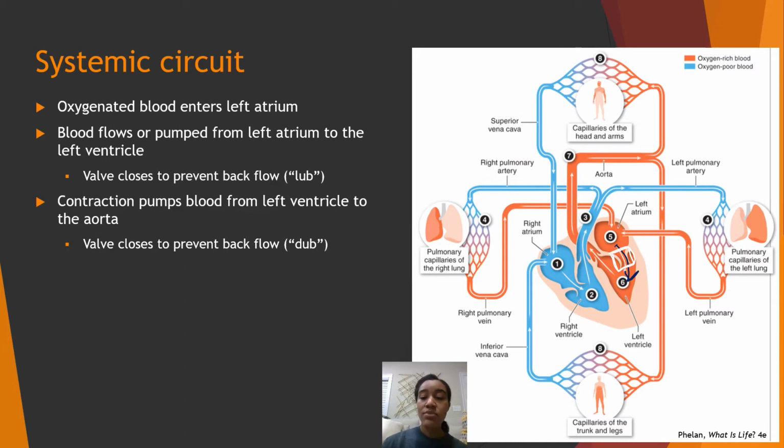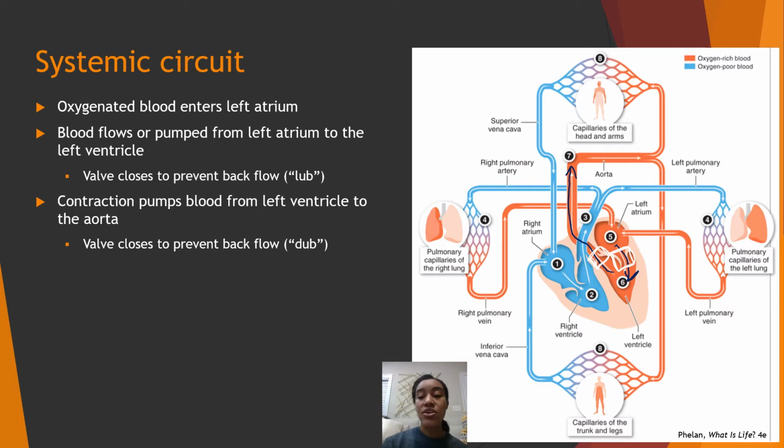And then once the blood has been transferred to the ventricle, it will contract, and that will push blood from the ventricles into the aorta. And once the blood has been pushed into the aorta, we also have a valve here that will close, and that's also that dub noise. And that prevents the backflow of oxygenated blood from the aorta into the ventricles.